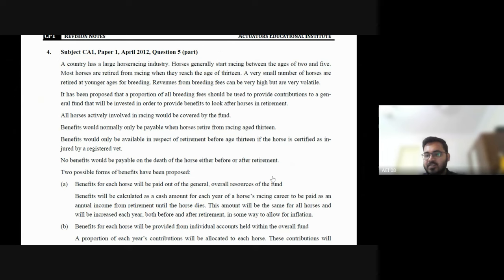Now, this kind of question does not come in the exam, but if you're able to understand this as well, your entire thought process or understanding of DB scheme versus DC scheme will be absolutely clear: what a DB scheme is, what a DC scheme is. What is a trust? What is a trust structure? Who are trustees? Who are sponsors? Advantages, disadvantages? What is the benefit of a DB scheme? What is the disadvantage of a DC scheme? Everything will be absolutely clear. And that is what this particular question is all about.